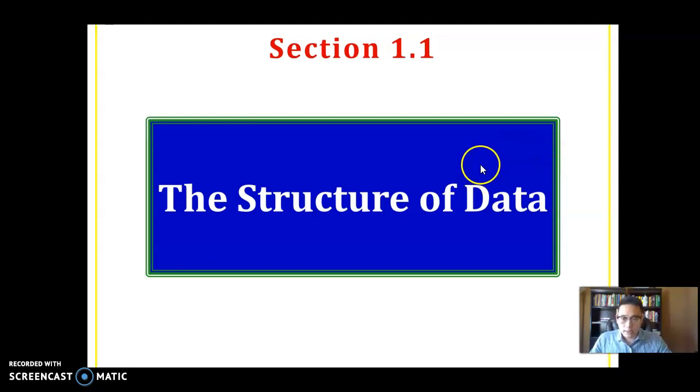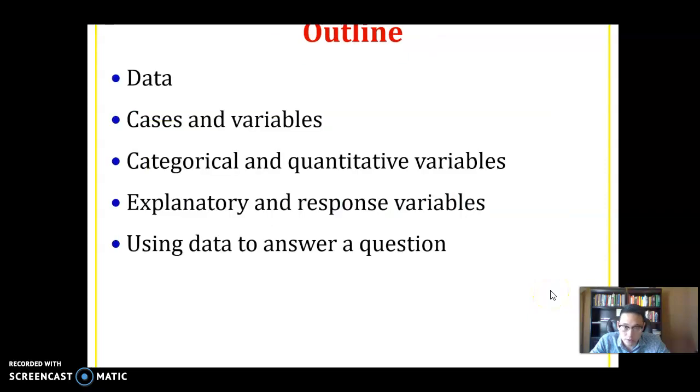Hi class, today we're gonna go over section 1.1, the structure of the data. So here's the outline of the lecture. We're gonna talk about the definition of data, cases, and variables; what categorical and quantitative variables are; explanatory and response variables; and how to use data to answer a question.